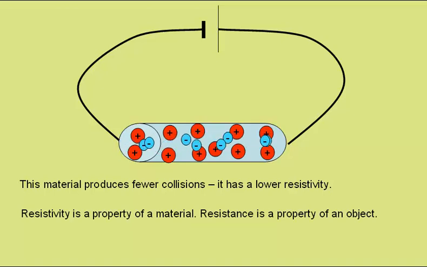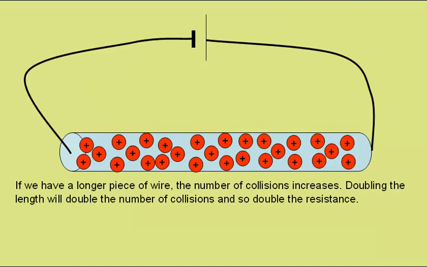Resistivity is a property of a material, whereas resistance is a property of an object. With a longer piece of wire, as we have here, the number of collisions will increase, and if we double the length of wire, we will get double the number of collisions, and therefore double the resistance. This tells us that resistance is directly proportional to length.